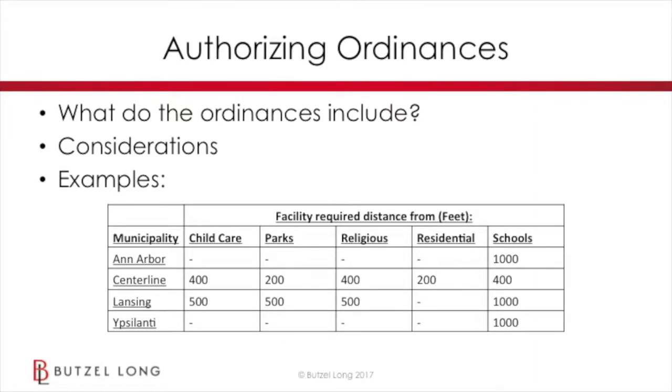If you take a look at Ann Arbor, it has one location restriction, and it's 1,000 feet from a school, K through 12 school, and that's it. So Ann Arbor is a municipality that said, well, we're not that concerned about where this is from a house or a church or any other religious institution or a park or a child care facility.